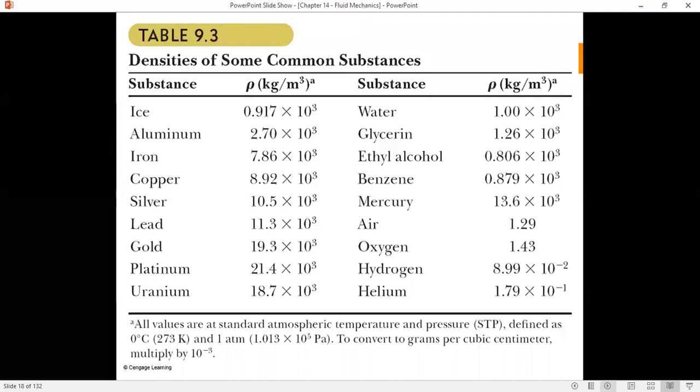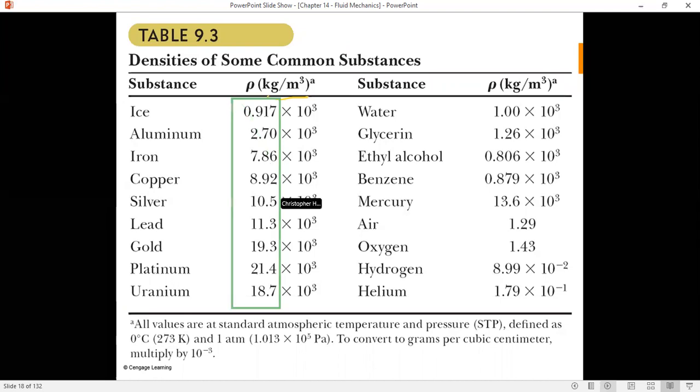So here's some different densities of different substances, and we can see this in the SI units, okay? Because we have this in scientific notation, it's actually really easy to convert it into grams per cubic centimeter. Oops, that's not what I wanted to do.